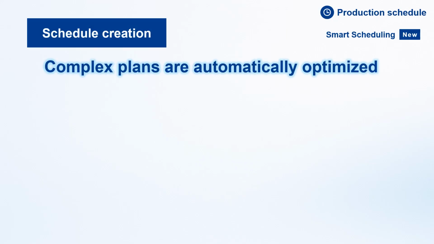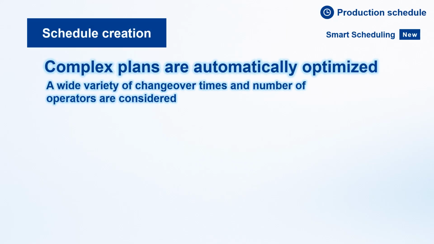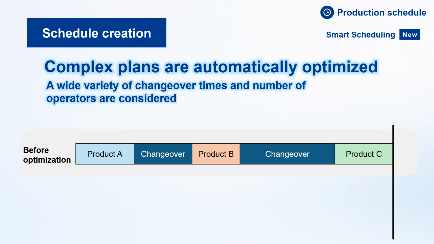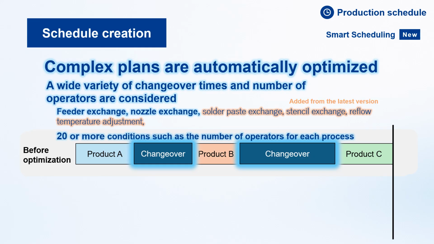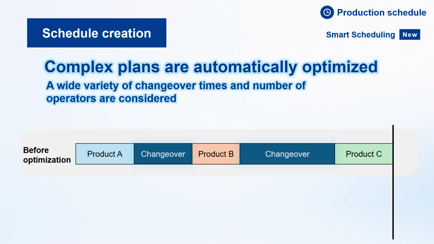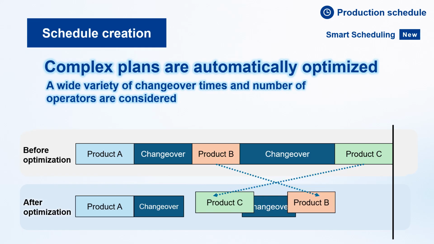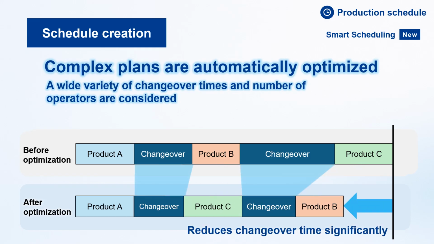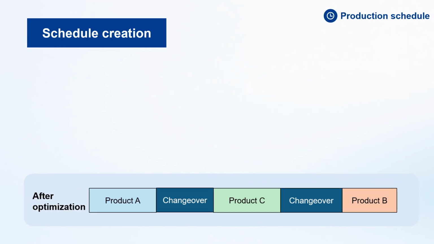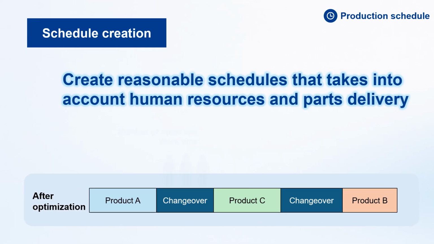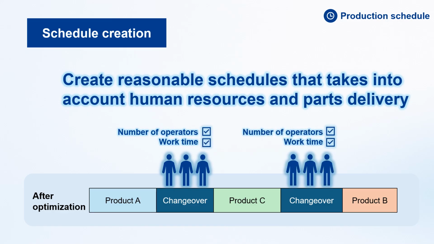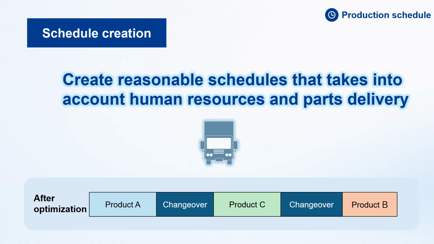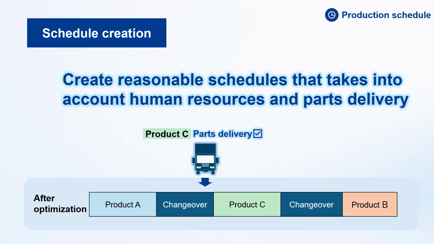Shared setups and production orders are optimized while considering various conditions, 20 items or more, such as changeover time and number of operators. Overall lead time can be reduced. Reasonable and realistic schedules can be created, taking into account the number of operators and the timing for parts delivery. This enables stable production while preventing plans from falling through.